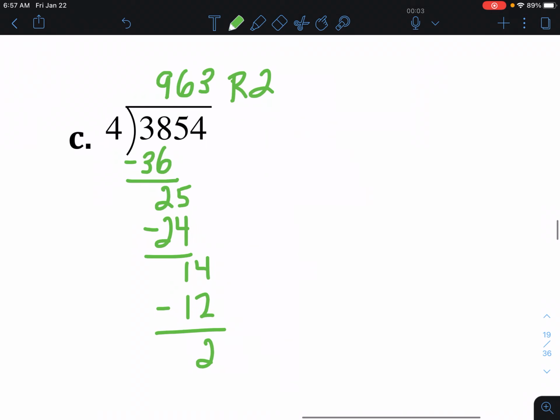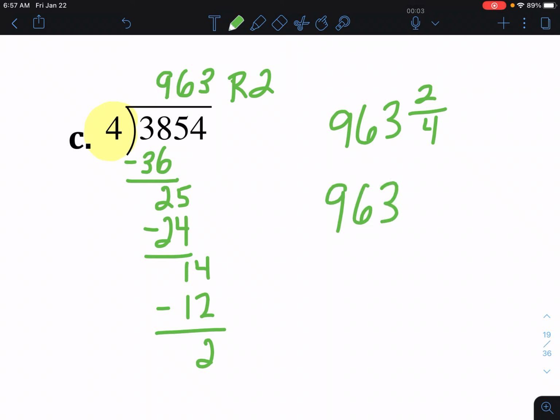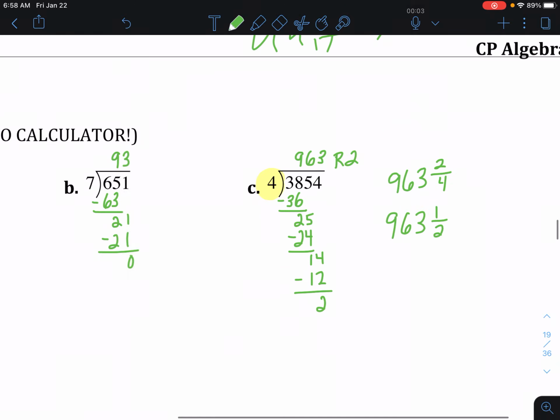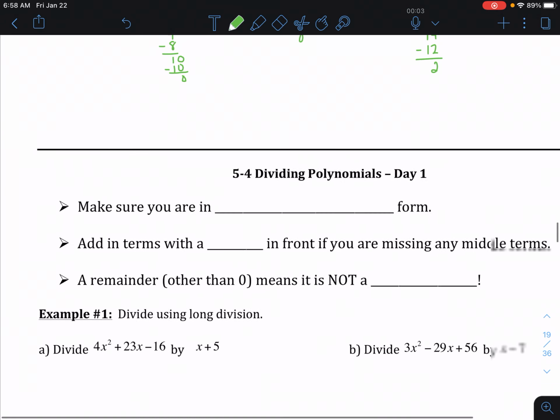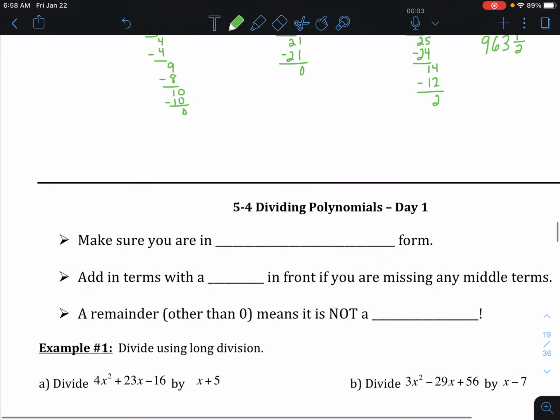And by the way, if you wanted to put that into a fraction, it would be 963 and 2 over 4, which would be, reduce that, 963 and a half. You put the remainder as your numerator. Okay, so we're going to take that concept and apply it to dividing polynomials.